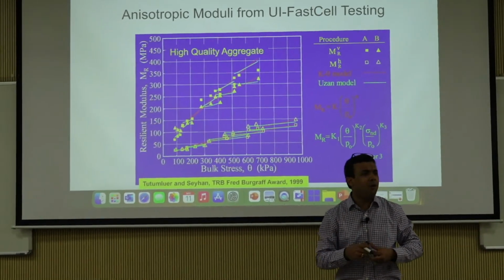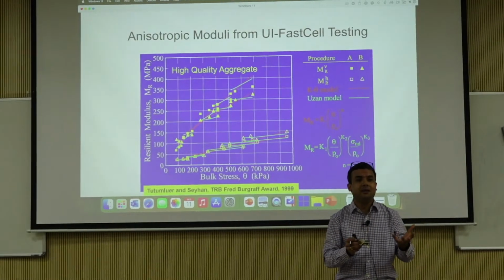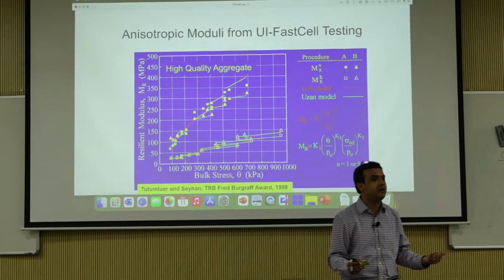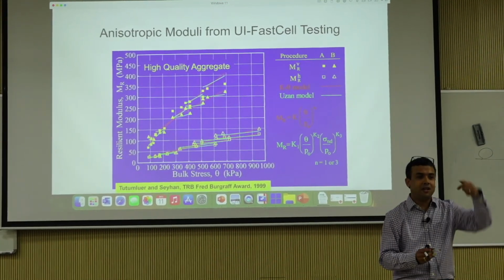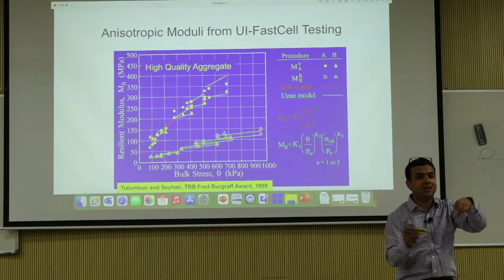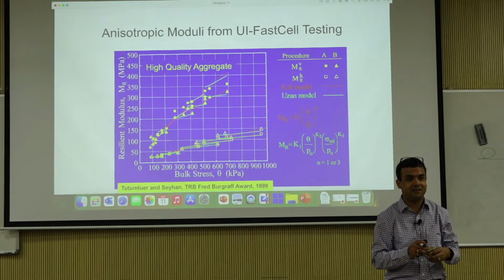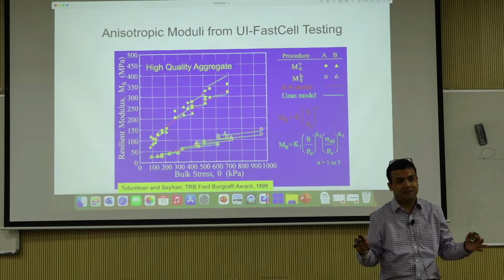So you're like, oh my God, my finite element model, which is really fancy, is giving me 100 microstrain, but in the real world I am seeing 150 microstrain. Why? That's because you are assigning the same modulus in vertical and horizontal directions. It doesn't work that way for an aggregate. It's anisotropic. You have to separate it out, right?